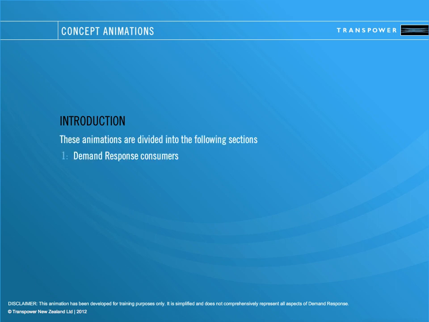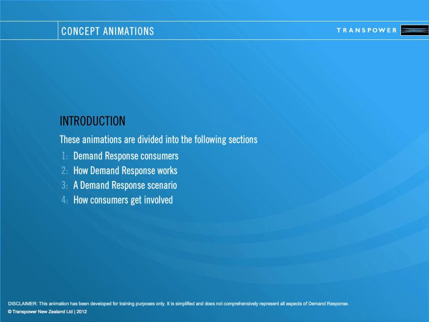Section 1 shows how demand response works from a consumer's point of view. Section 2 explores what a curtailment service provider is and where they fit into the traditional supply chain. Section 3 looks at a demand response scenario to illustrate who the participants are and how they interact with each other. Section 4 explores the steps to set up and participate in demand response. Let's get started and see how demand response works from the consumer's point of view.